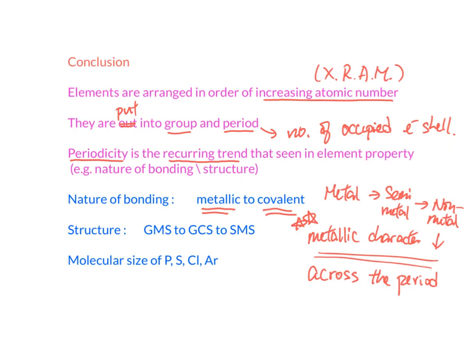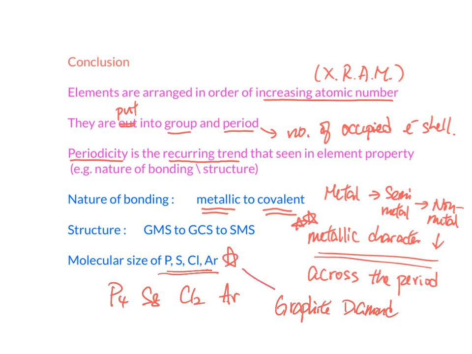So for the molecular size, we'll focus on these four of them, which are P4, S8, Cl2, and Ar. Remember the sketching of several structures is important as well, like graphite, like diamond, and also some of the molecules I just mentioned.